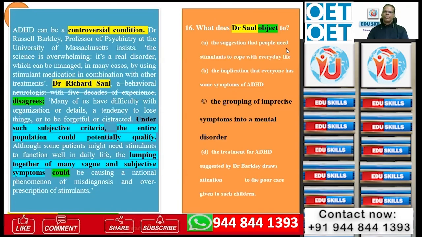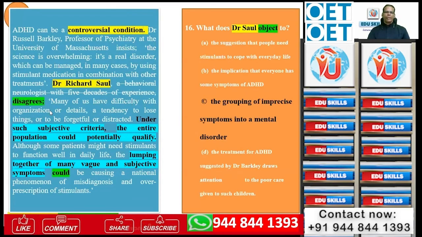The suggestion that people need stimulants to cope with everyday life. Nothing is mentioned about they need stimulants to cope with everyday life, and he is objecting. What does Dr. Saul object to? The suggestion that people... he is not objecting to that. The implication that everyone has some symptoms of ADHD. He is not objecting to that. What is he objecting to? The grouping of imprecise symptoms into a mental disorder. So Dr. Richard Saul disagrees.